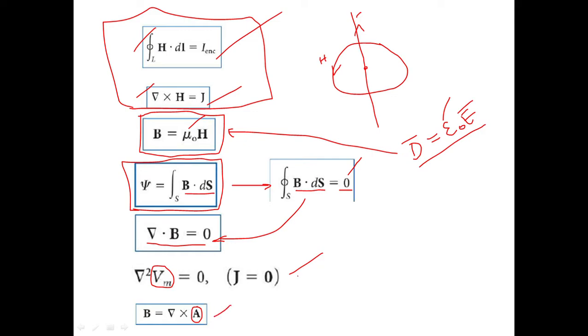Now if the current density is 0 and they have given Vm, you just have to find the Laplacian of Vm. If that answer comes to be 0, that means that particular region has J equal to 0. And if you know A, and they ask you to find the B vector, that is magnetic flux density, you just have to find the curl of the A vector, right? So this also we discussed in the previous lectures.